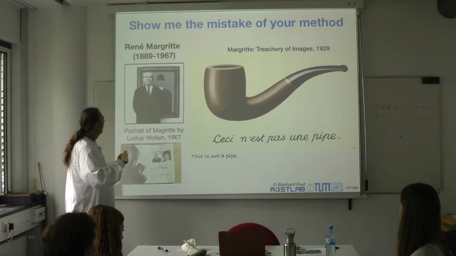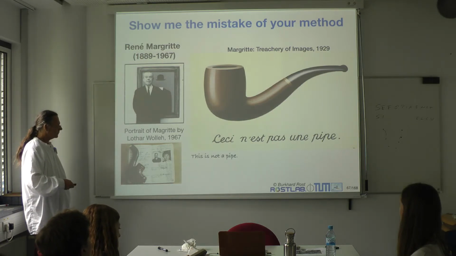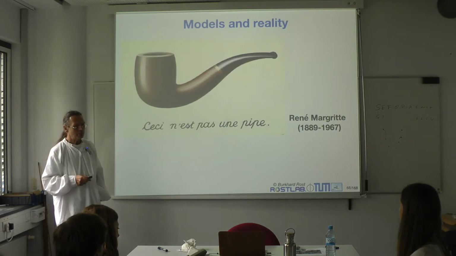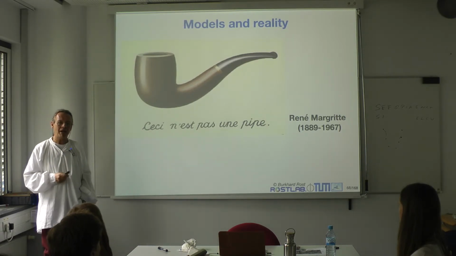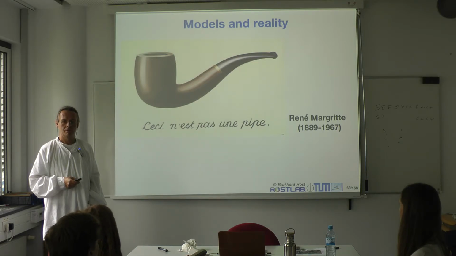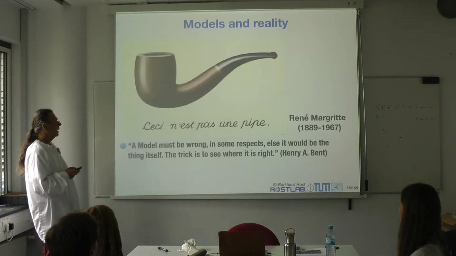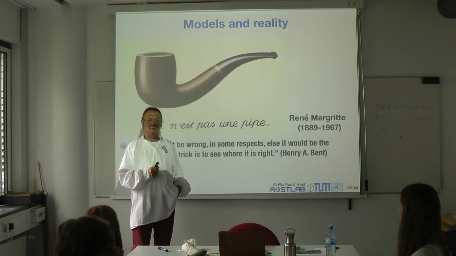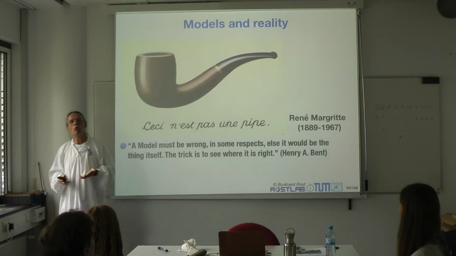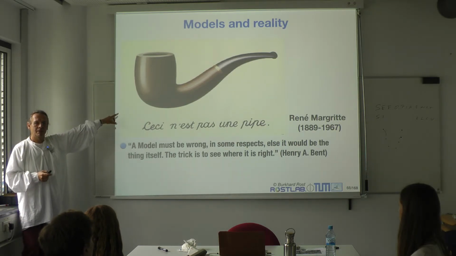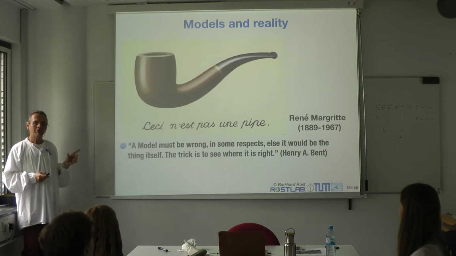I'm showing a picture of René Magritte. And this picture here says, "Ceci n'est pas une pipe," which means this is not a pipe. Meaning what? It's just a picture of a pipe. It's a picture of a pipe, right? And that's the point here. A model is not the truth. A model must be wrong somewhere. Otherwise it wouldn't be a model. Otherwise it would be the true thing. And in this sense, this is not a pipe. The model that you build of a protein is not a pipe.